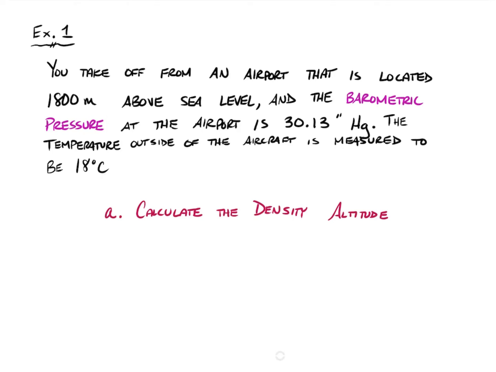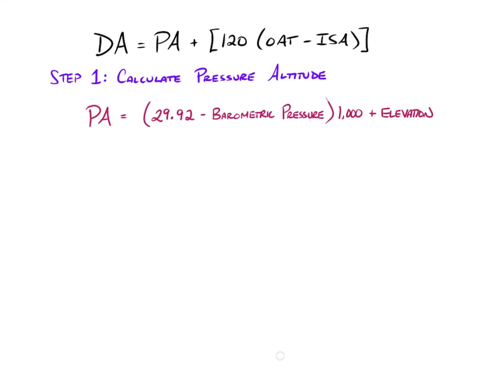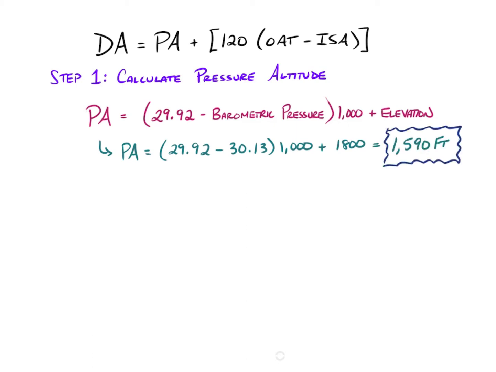So we know that the density altitude can be found using this equation. Step 1 is always going to be to calculate the pressure altitude, so we're going to use our pressure altitude equation. It takes our 29.92, and I'm going to subtract the barometric pressure, which the problem gave me as 30.13. And we were told that the starting elevation of this airport was 1,800. So all I do is plug in the pressure reading as well as the elevation, and this is going to give me 1,590 feet.